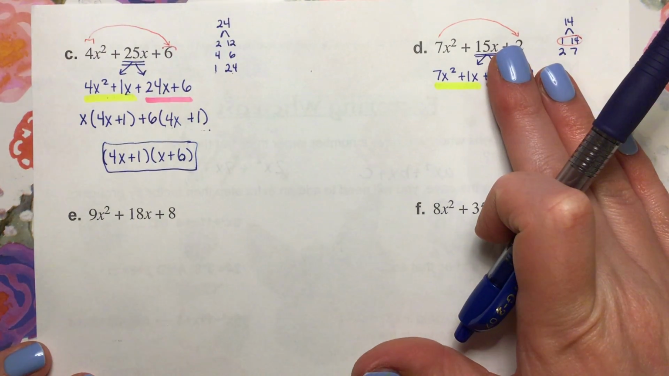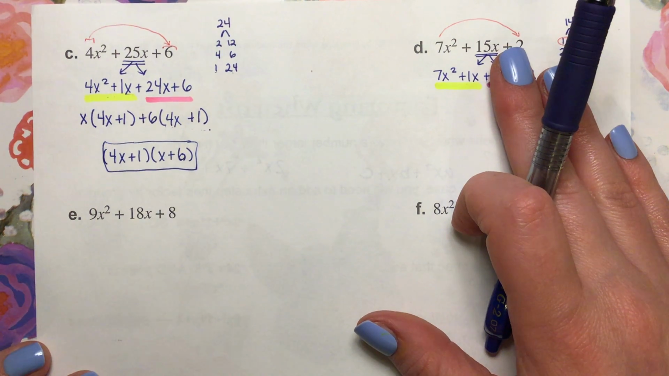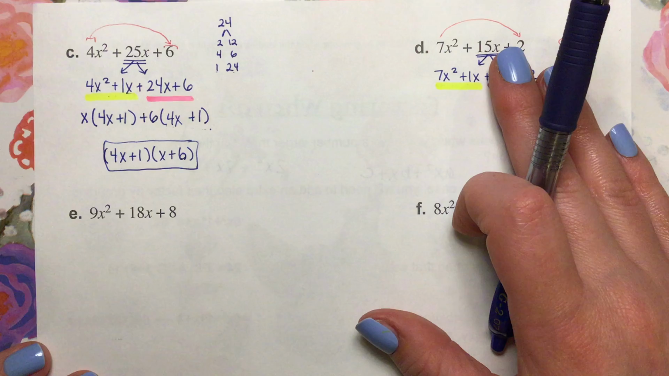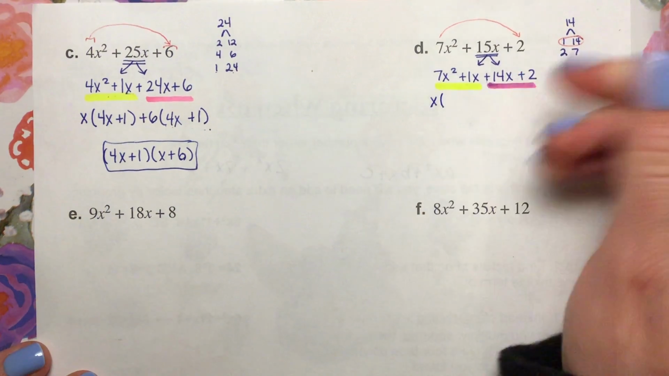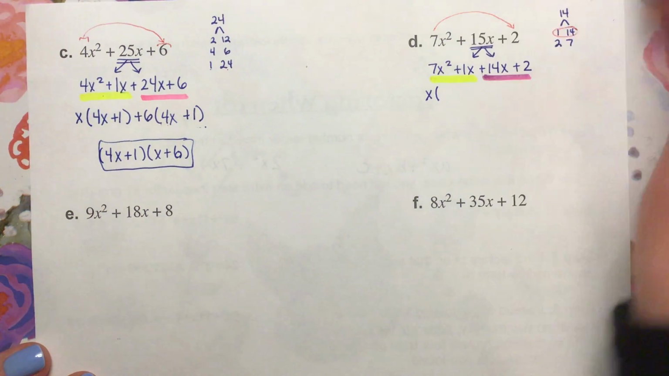Focusing on the part underlined in yellow, what does 7x squared and 1x have in common? In other words, what am I able to divide out of both of the terms at the same time? I'm able to divide an x out of both of them. So I'm going to put x, but then what do I have remaining when I pull that x out? Well, I have 7x plus 1.